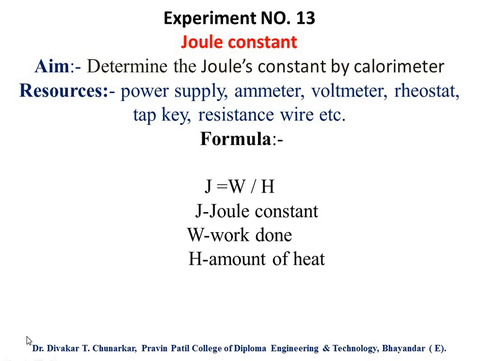The instruments, resources or apparatus we have to use in this experiment are a power supply, ammeter, voltmeter, rheostat, tap key, resistance wire, etc. The formula for this experiment is J equal to W upon H. Here J is the Joule constant or mechanical equivalent, W is the work done and H is the amount of heat.